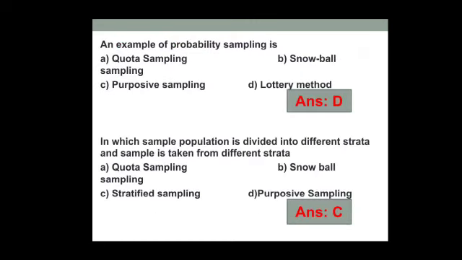An example of probability sampling is, among the four, what is the probability sampling? Lottery method. It is a right example for simple random sampling.